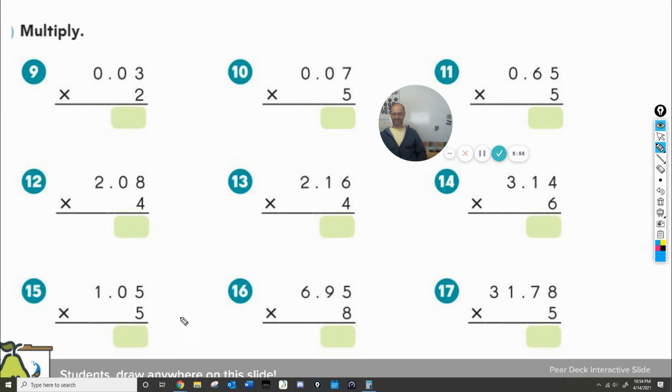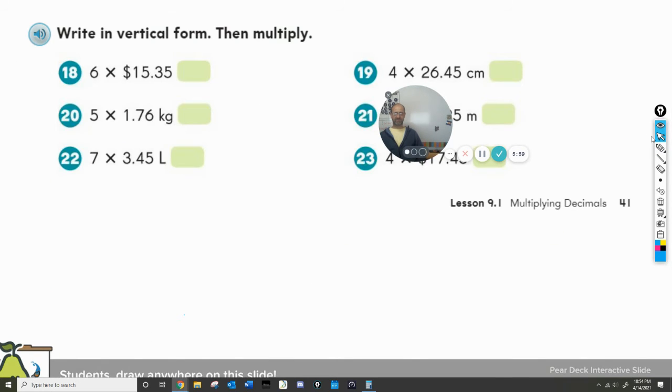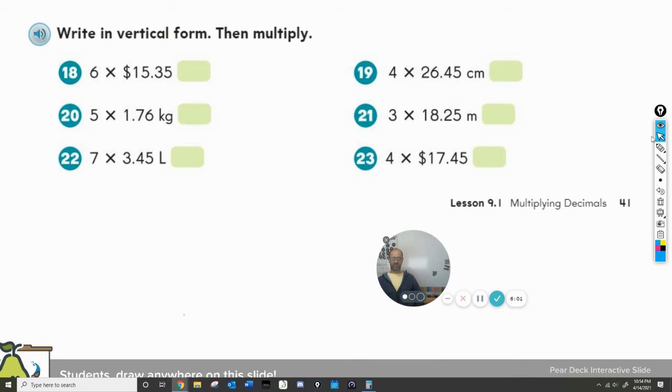All right, clear the screen. Let's go. I said clear the screen. Write in vertical form and then multiply.